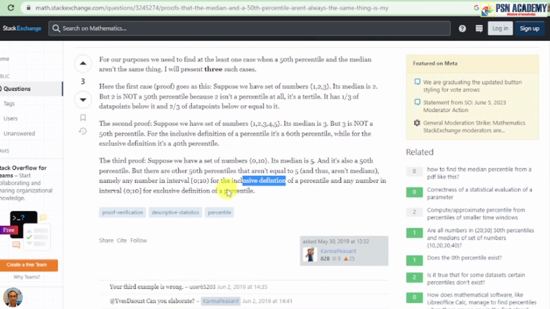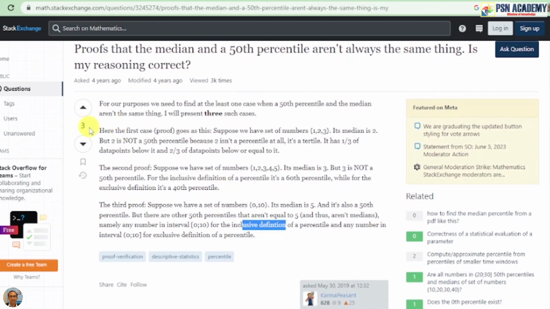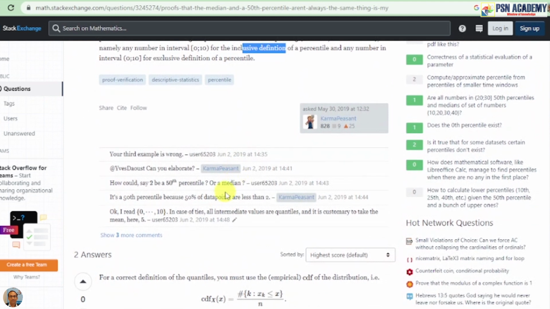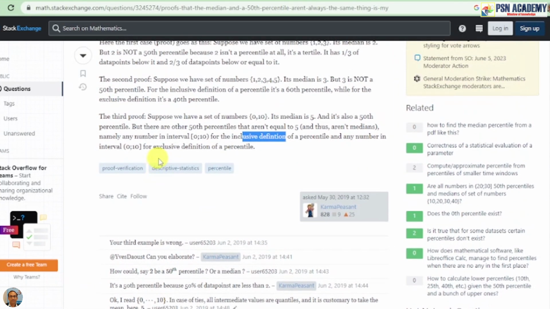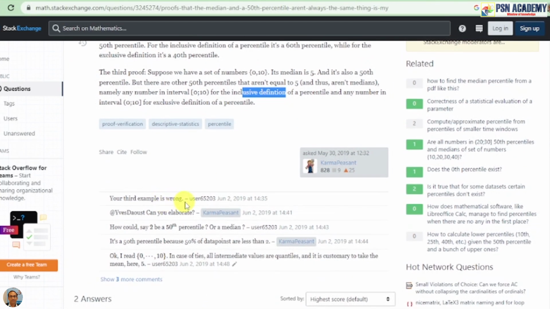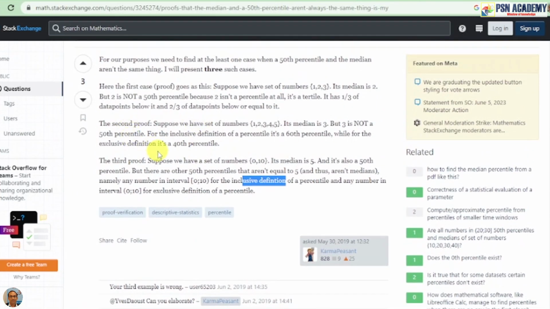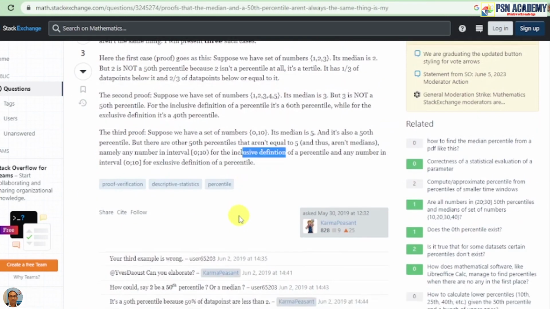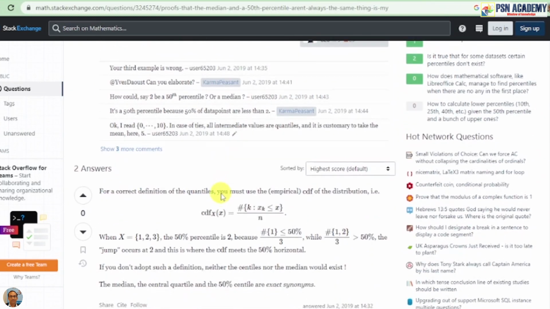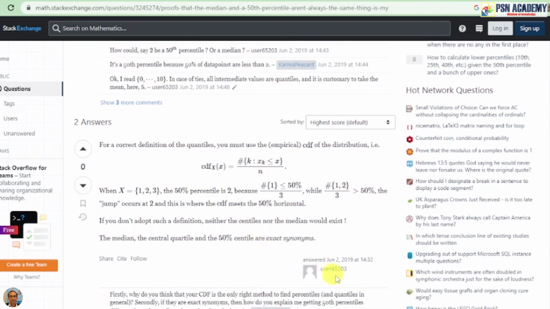Okay, so we can see 3 upvotes over here. Somebody is saying that the third example is wrong. Anyway, the first and the second ones are correct, aren't they? Because according to this user 65203, the third example is wrong. That means he is admitting that the first proof and the second proof have some logic, right? Anyway, let us proceed with what this user 65203 has for us.